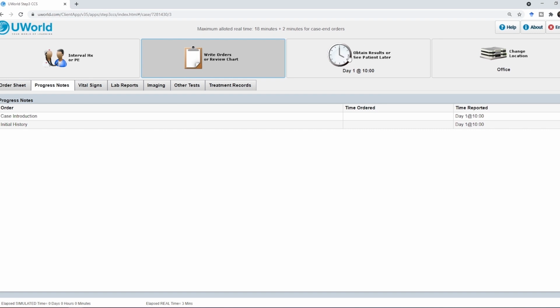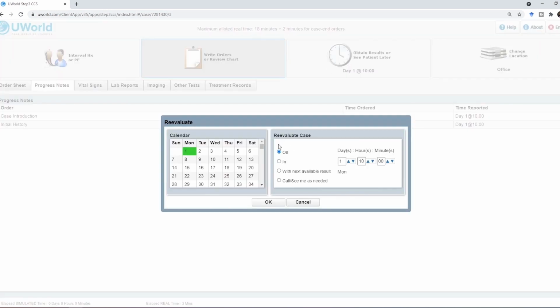Here you can see the clock. There are multiple options to advance the clock. You can either click on, which will advance the clock to a specific day, specific hour, specific minute. In, which means I want to see the patient in 15 minutes after, half an hour after, a day. With the next available result, which means you advance the clock to the next available result. For example, if you ordered an ECG now and the result will show up in half an hour and click on next available result, it will advance the clock for half an hour. And the call me when needed. So whenever something happens or an update is there, you get notified.